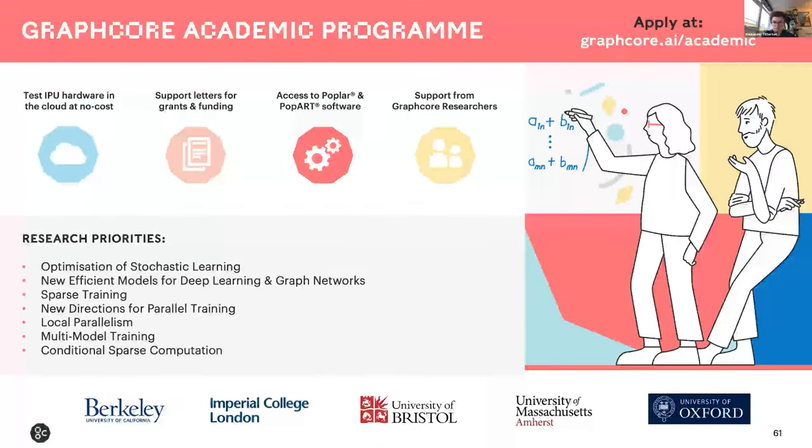So to wrap this part up a little bit, as we say, we do have our academic program. Typically in this case, it's aligned somewhat with our research team's main areas of interest and priorities. So if anybody is looking at some of these research priority areas, that's something we'd be more than happy to collaborate on, as we've done with many of the universities before. And in general, we're obviously more than happy to work with lots of other application areas as well.